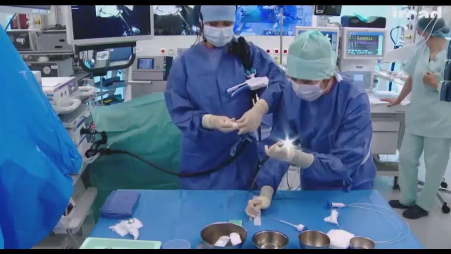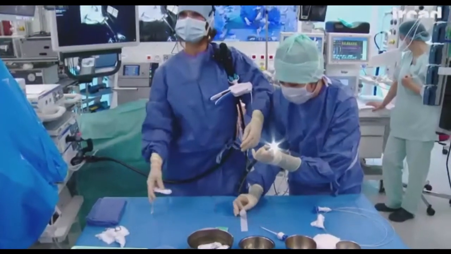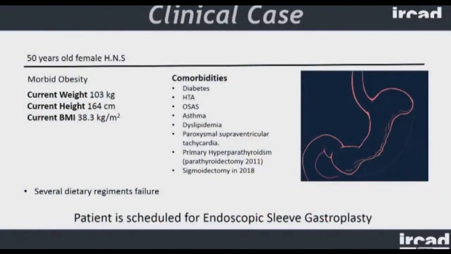And while she's doing that, I'm going to just quickly present the case if I can have the slides. So this is a 50-year-old lady, and the BMI is 38.3. She has a lot of comorbidity. It's like a textbook of internal medicine. Among those, sleep apnea, asthma, diabetes, and hypertension.